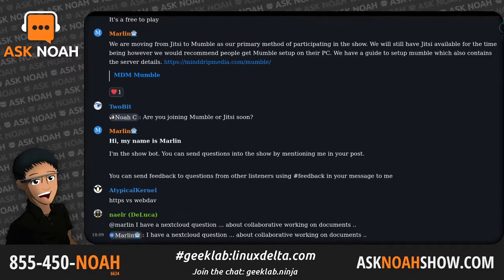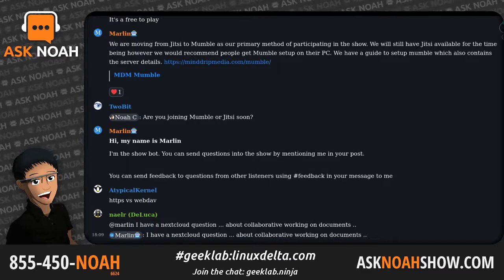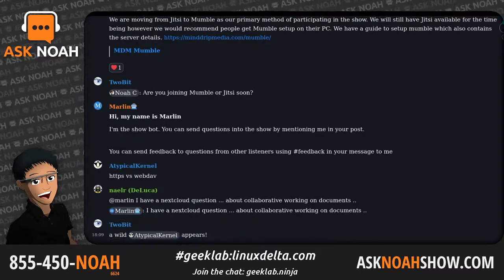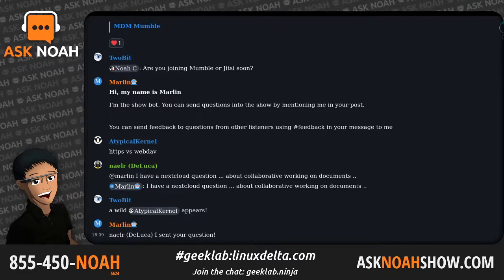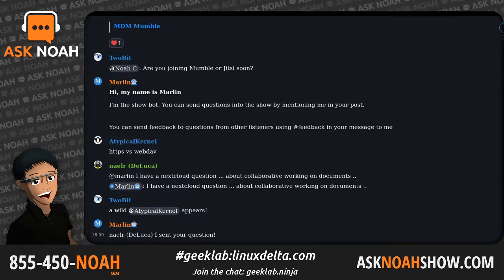So, is it a phone? Is the phone iOS or Android? It is Android running Lineage OS with Micro G. And this is the Nextcloud version from the F-Droid store.